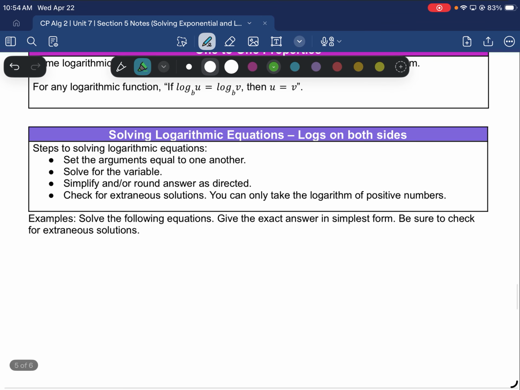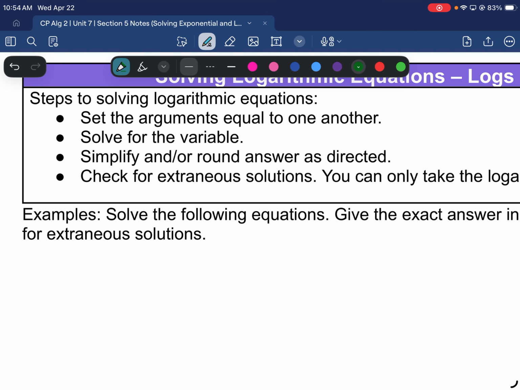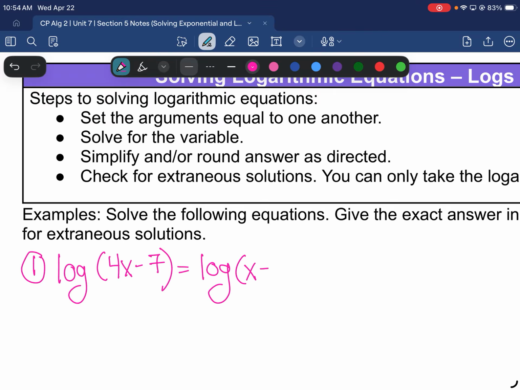Okay? Here you go. Here's your first one. Let me see my example. Common log of 4x minus 7 equals common log of x plus 5.